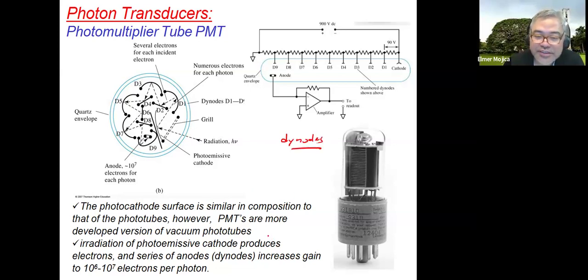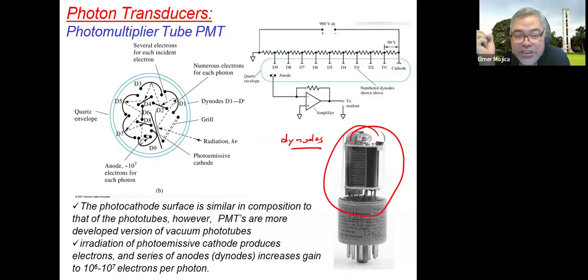Dynodes. So there's an irradiation of the photoemissive cathode that produces electrons, and a series of anodes or the dynodes increases the gain to 10 to the 6, 10 to the 7 electrons per photon. Okay? So if you're going to look at the typical PMT, this is how it looks like.